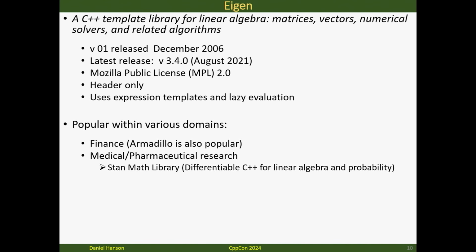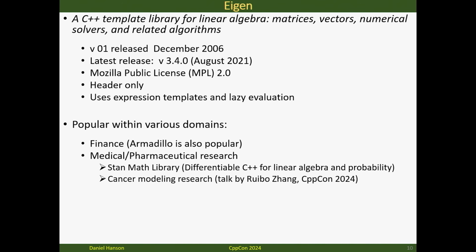They call it differentiable C++ for linear algebra and probability. It contains a lot of Bayesian statistics. It also has differentiability in it, which is very fast. It's also used in cancer modeling.